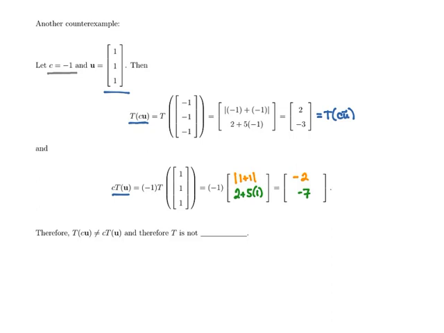In fact, both are incorrect, but really all we need is just that they're not the exact same thing. This is T of Cu, this is C of Tu, and these things are not equal. Therefore, T is not linear.